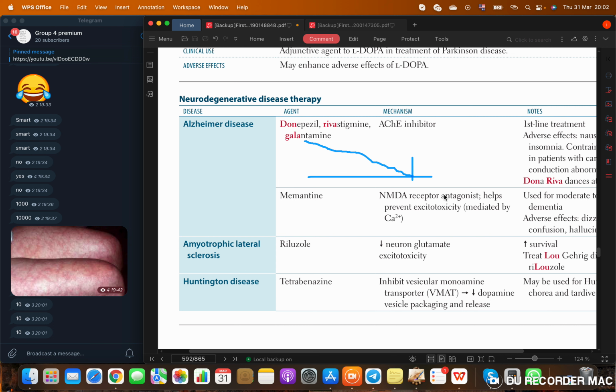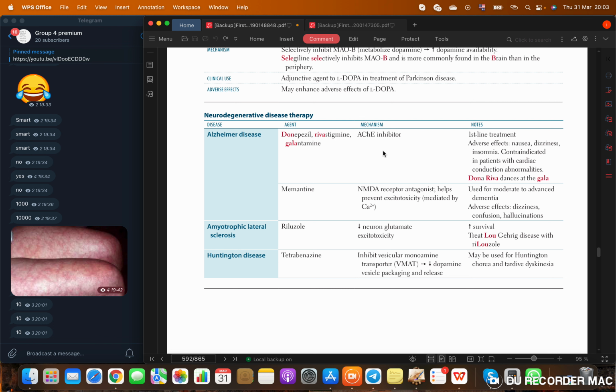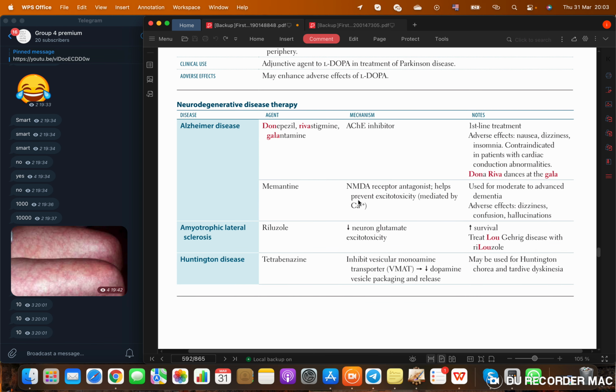Acetylcholinesterase inhibitors basically increase the amount of acetylcholine, because acetylcholinesterase is the enzyme that destroys acetylcholine. It's the first line of treatment, and the adverse effects include nausea, dizziness, and insomnia. It's contraindicated in patients with cardiac conduction abnormalities because it can promote arrhythmias and death. Memantine functions as an NMDA receptor antagonist. It's relatively new. I mean, the mechanism of action is in the book. It helps to prevent excitotoxicity mediated by calcium.